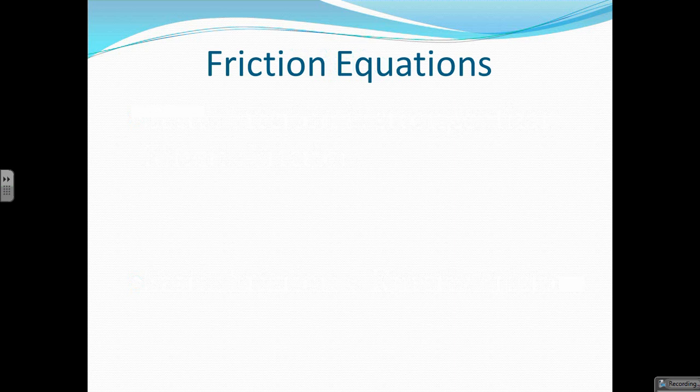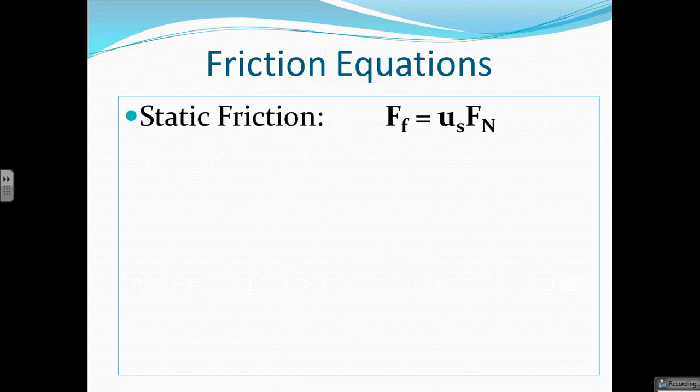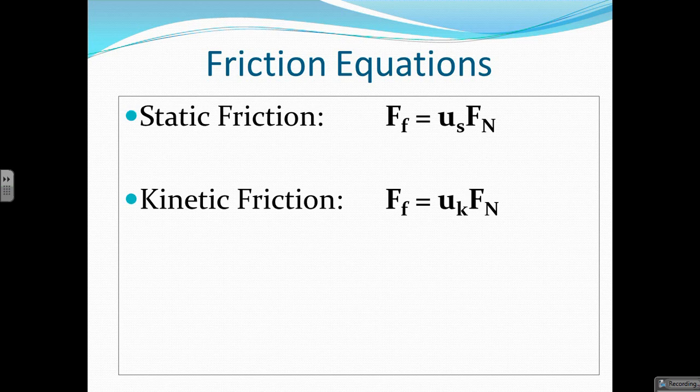So we have a series of friction equations. The first one being the equation for static friction. Force of friction equals the coefficient of friction times the normal force. And we have the equation for kinetic friction. Kinetic friction, also shown as F sub F, is our coefficient of kinetic friction times our normal force.